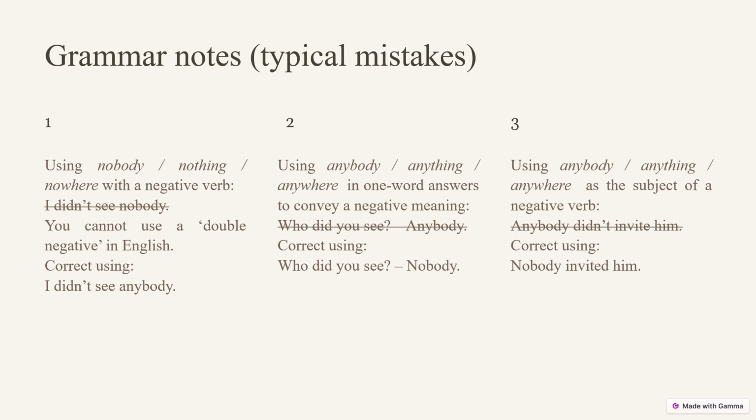Using anybody, anything, anywhere in one word answers to convey a negative meaning. You cannot say, who did you see? Anybody. And correct using, who did you see? Nobody. Using anybody, anything, and anywhere as the subject of a negative verb. Anybody didn't invite him. And correct using, nobody invited him.